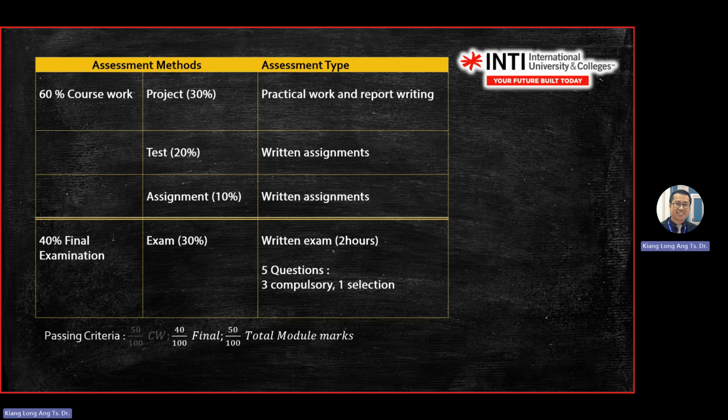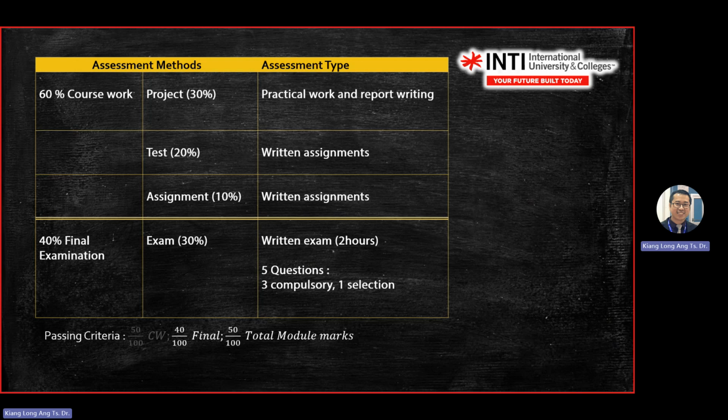Final 40%. Sorry, there's a typo here. It should be 40%. So correction here, not 5 questions anymore. Since last semester, we did change to 4 questions. So all compulsory, 4 questions. So there's some typo error in my slides. Total marks must be 50. Means this one 60 plus 40, total mark must be 50.